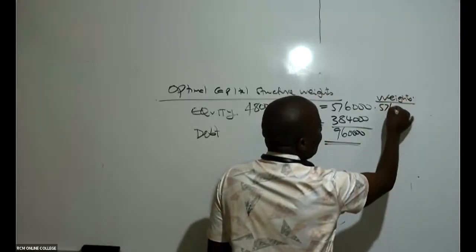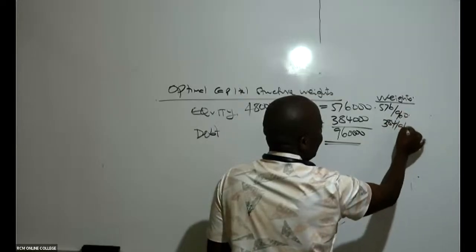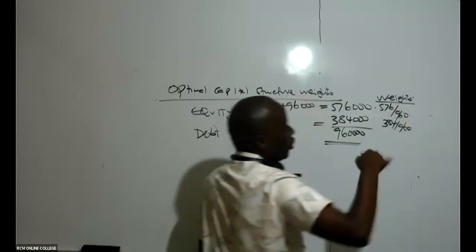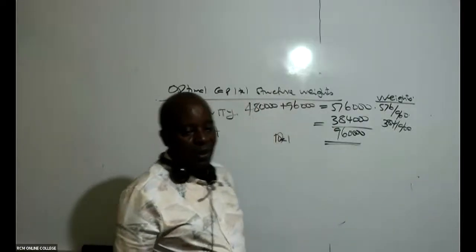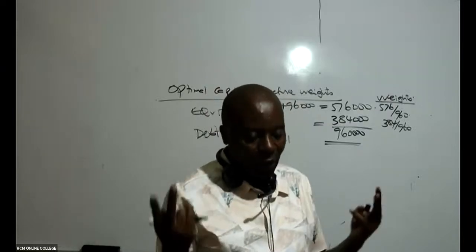So this will be 576 over 960. This will be 384 over 960. If you wish, you can put those three zeros, but I've just chopped them. So is there someone who can give me these weights in 2 decimal places, or even 4? It doesn't matter.